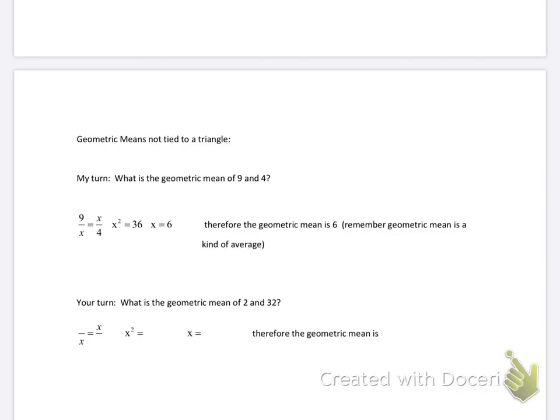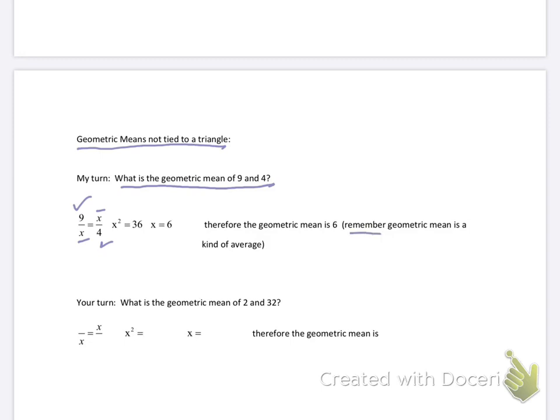Okay, so we're going to continue with this. Sometimes they'll ask you for geometric means, and they're not tied to a triangle. So, for example, my turn. If they ask you, what is the geometric mean of 9 and 4? Set your fractions up just like you would normally. They're looking for the geometric mean, put an x there. The other values are 9 and 4. Do your cross products, and you get x squared equals 36. So x equals 6. So therefore, the geometric mean is 6.